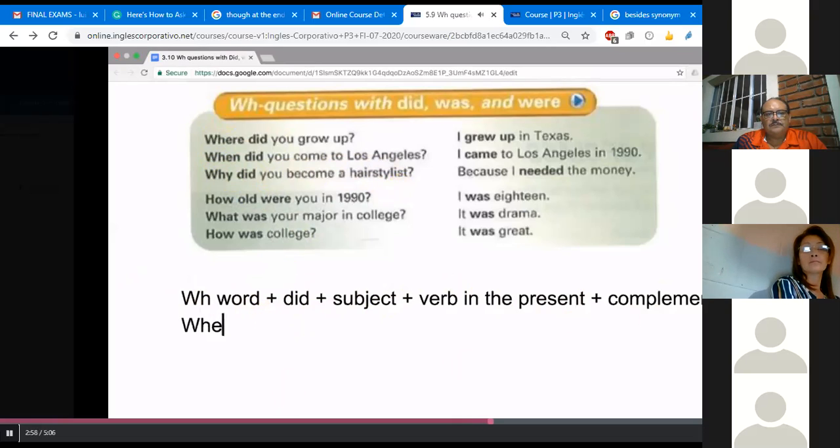First, we're going to add a WH word, where. Then we will include the auxiliary verb to form the question in the past, did. After that, we need to add the subject, you. Next, we include the verb in the present tense, grow up. Finally, we can add a complement. In this case, there is no complement. Towards the right-hand side of this chart, you can see how these questions are answered. If you notice, the verbs change to the past tense now because we're no longer adding an auxiliary verb.